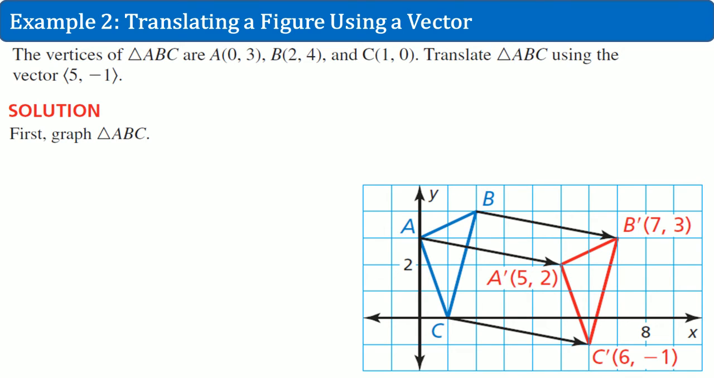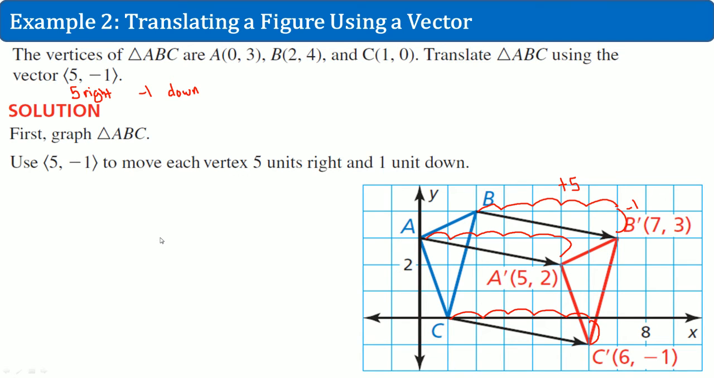Notice B here. The 5 is referred to as 5 to the right, and the negative 1 is referred to as 1 down. So notice B is going to go 1, 2, 3, 4, 5 to the right, then it's going to go down 1. Notice this is also occurring to the A as well, 1, 2, 3, 4, 5, and down 1. C as well, 1, 2, 3, 4, 5, and down 1. Notice it travels the same distance. Now you're going to label the new image. Make sure you label it with the prime.